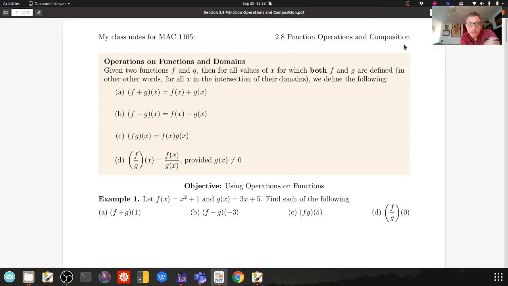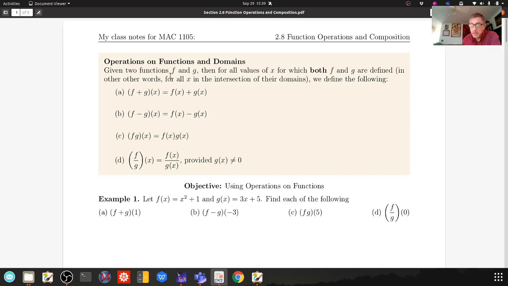So this is Chapter 2, Section 8, Functions and Operations and Composition. So what we're really going to be doing is we're going to be given two functions. We'll call those two functions f and g right now. Remember, when we write f, it's in the context of functions. We really mean f of x. And when we write g in the context of functions, we really mean g of x.